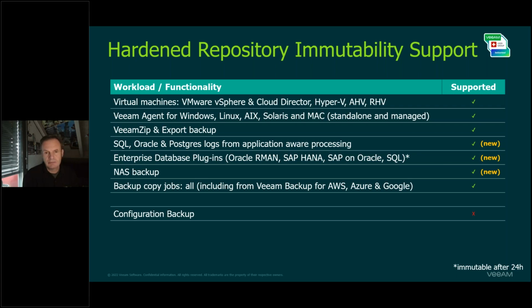Talking about support of backup types, here also some changes. As you can see, well, virtual machine was already there, but there are some other new backup types that can be stored immutable in this hardened Linux repository. So the list's almost complete, but also here improvements will be done in the future.